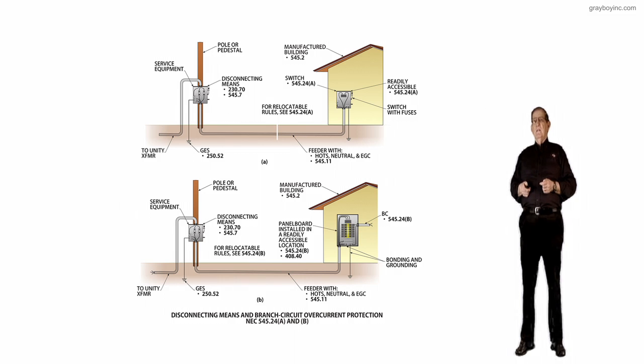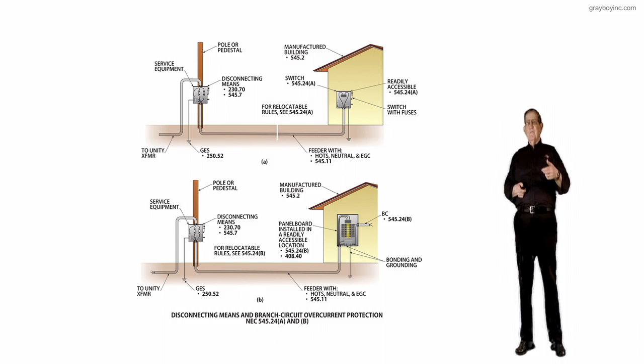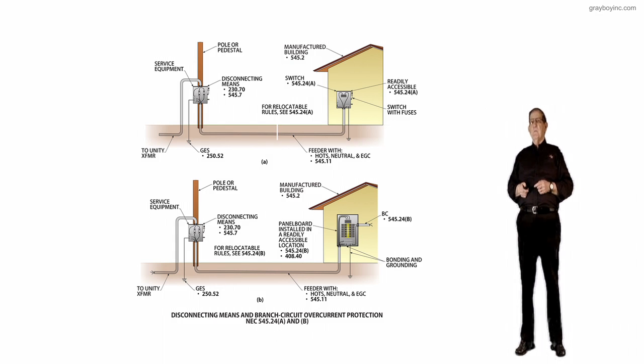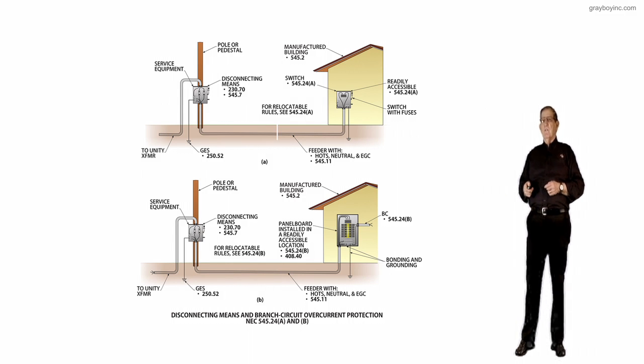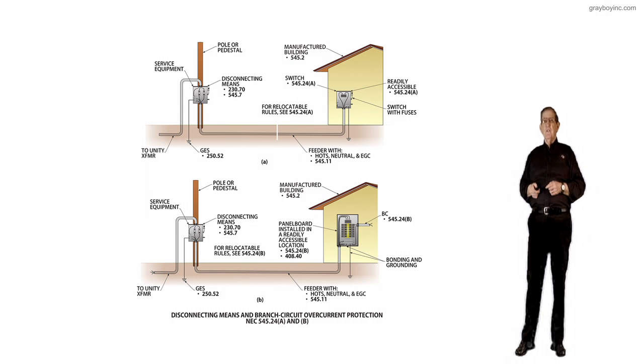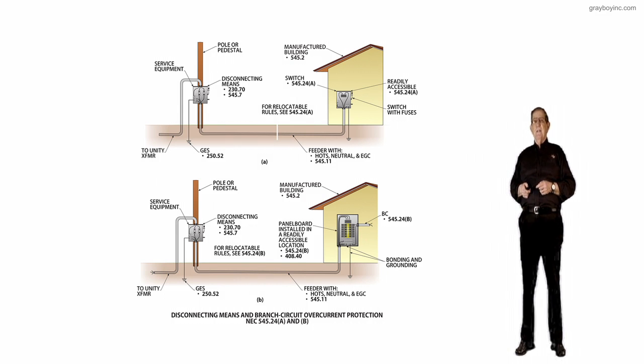408.40. We have the feeder again with the hots, as some electricians call them, but they're ungrounded phase conductors. We have a neutral conductor sized by 220.21. And we have an equipment ground that is sized from table 250.122 based upon the fuses in the disconnect.